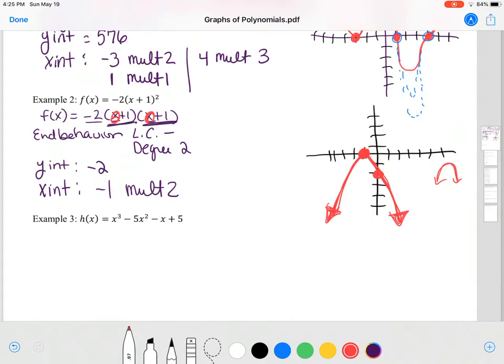Okay, so my arrows are in the third and the fourth quadrant. I have my y-intercept and I have my x-intercept with multiplicity of 2, so it does a touch and turn.